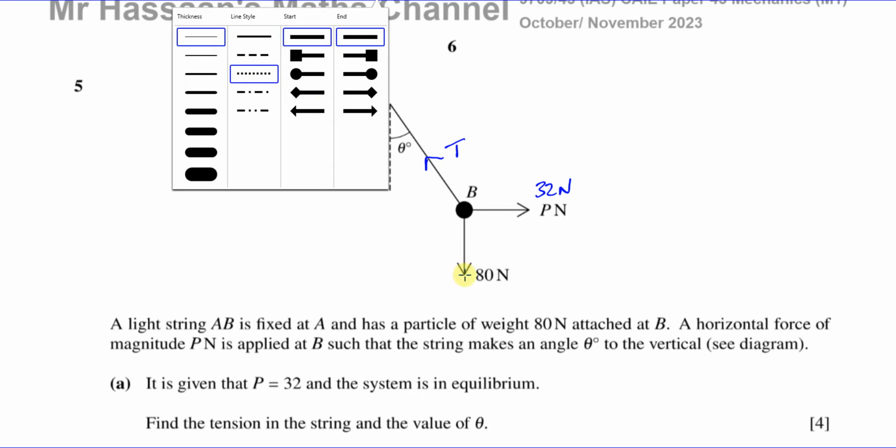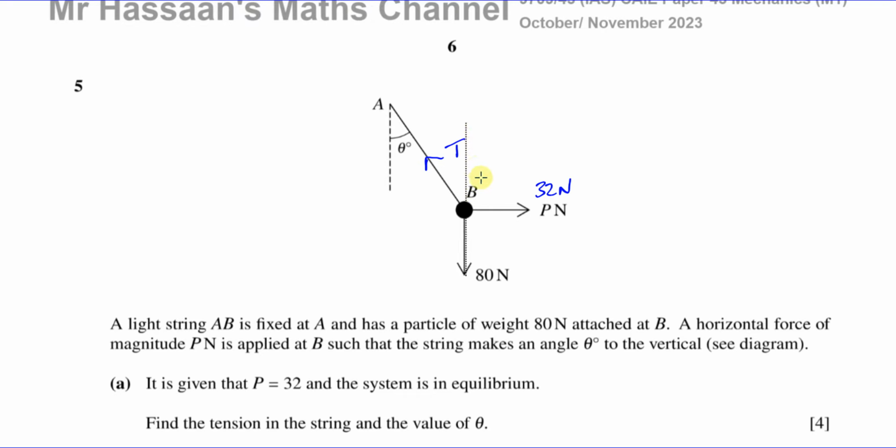So I'm going to draw some lines here to help us. I'll draw that line over there. I'll also draw a line over here. Now what I can see from this is that this angle here is theta, because that's vertical, and they're alternate angles. Let me make this Z shape. So that angle is theta.